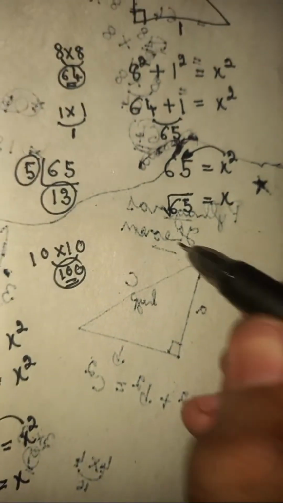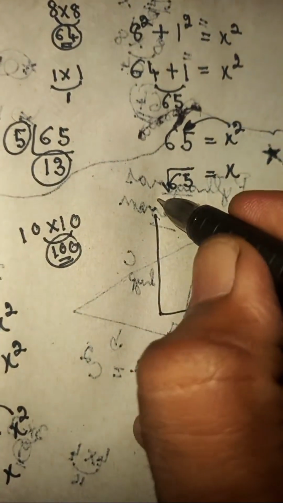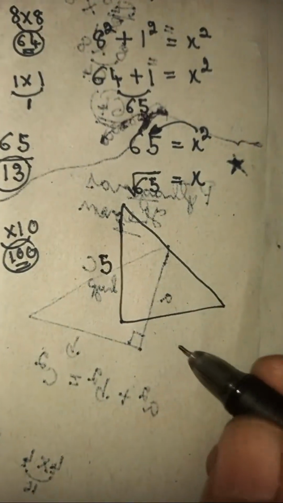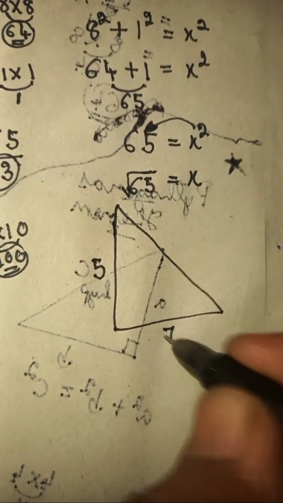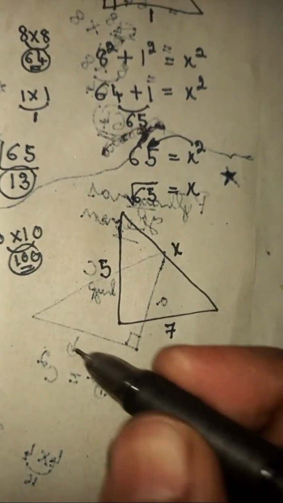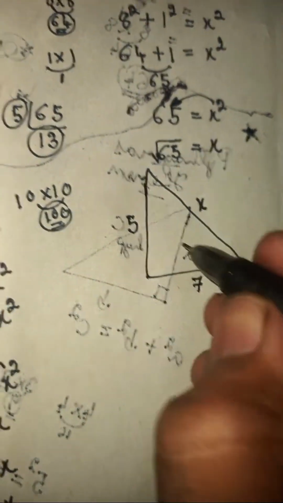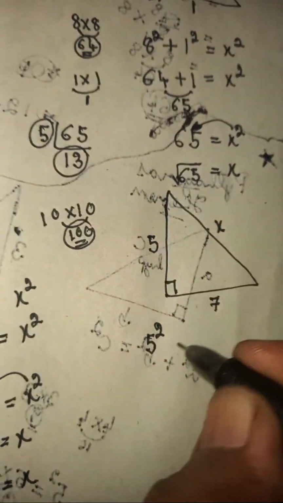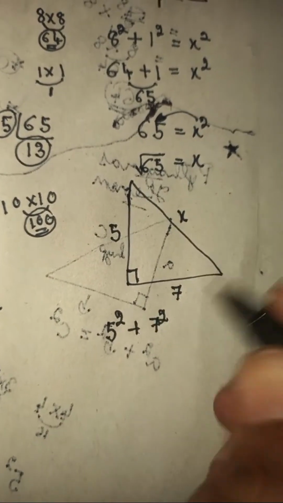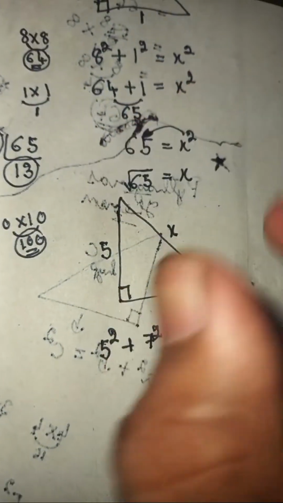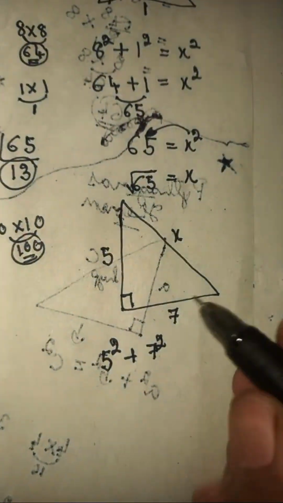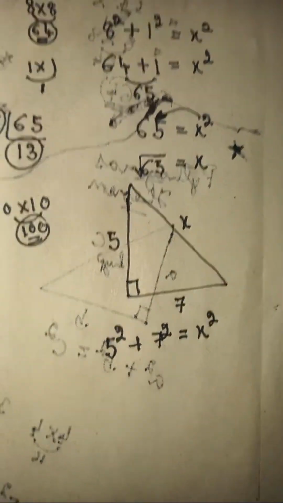Let's take another triangle. Here they have given this side as 5 units and this side as 7 units. What's the length of this hypotenuse? You can again use the sum of the squares in this right triangle, that is 5 square plus 7 square, this side length square plus this side length square equal to hypotenuse square. So it's going to be equal to x square.